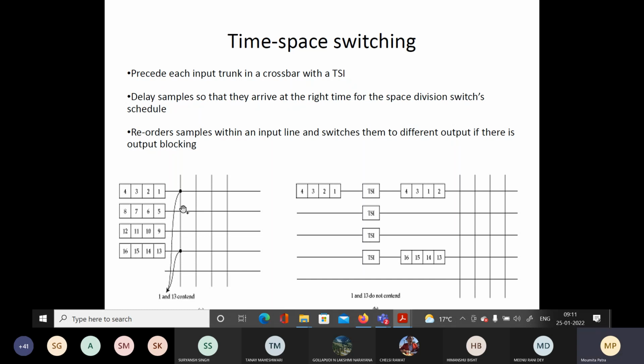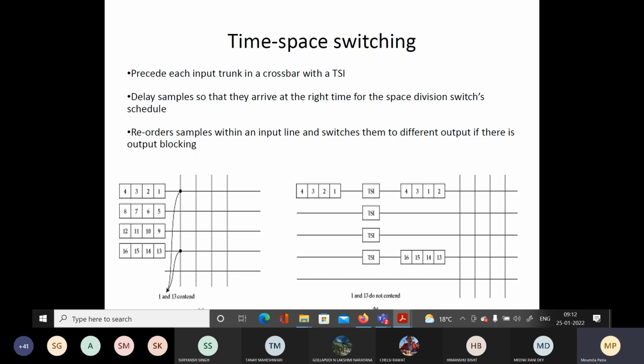Contention will happen if they follow the same path, or if they are having the same output port, or their paths intersect for some number of crosspoints. In that case also there will be contention. So suppose these two samples, that is 1 and 13, are contending. Now in that case, what can we do? We can delay samples.